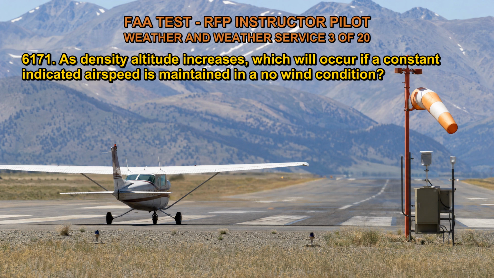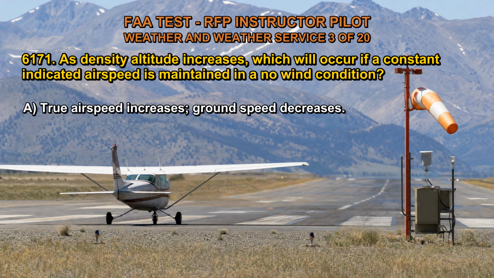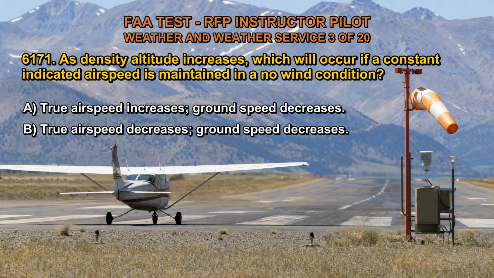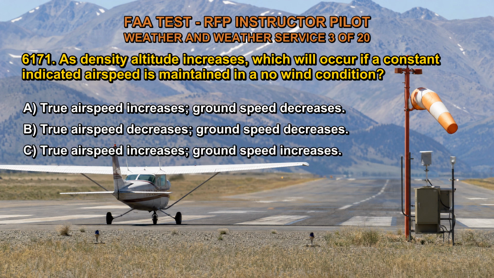6171. As density altitude increases, which will occur if a constant indicated airspeed is maintained in a no-wind condition. A. True airspeed increases, ground speed decreases. B. True airspeed decreases, ground speed decreases. C. True airspeed increases, ground speed increases. The correct answer is C.